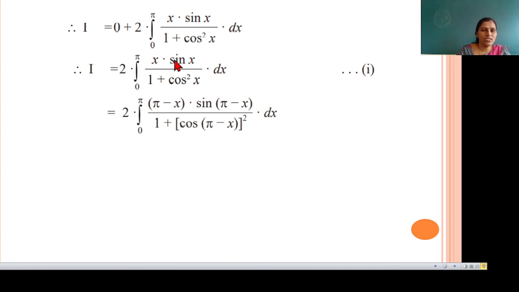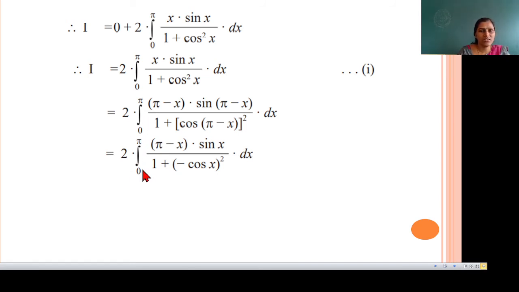So in this integral, we use our previous property and replace x with the value pi minus x. So in the next step, we have replaced x, in all terms of x, with pi minus x. So here it is pi minus x, here also pi minus x, here also pi minus x. So our next step occurs like this. 2 remains as it is, integral remains as it is, pi minus x remains as it is, sin of pi minus x will change to sin x, 1 as it is, cos of pi minus x is changed to minus cos x.